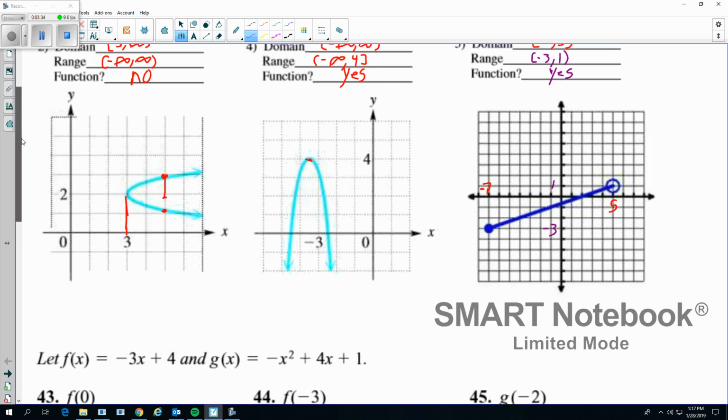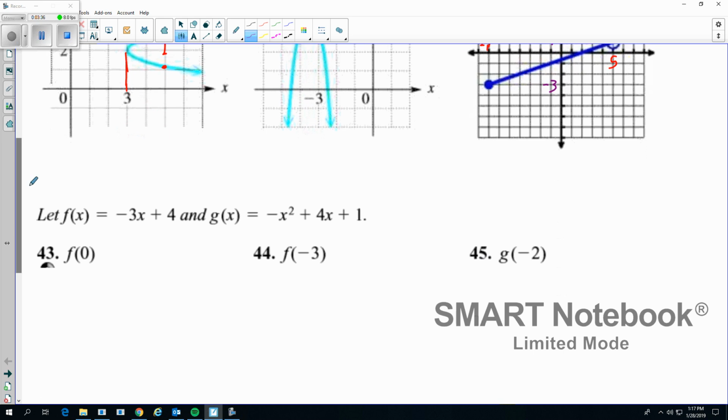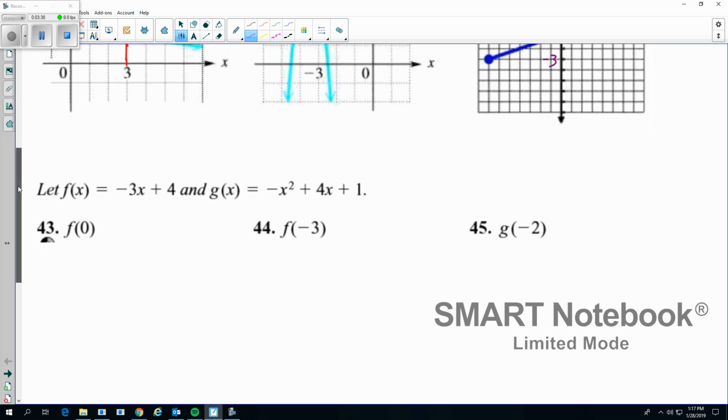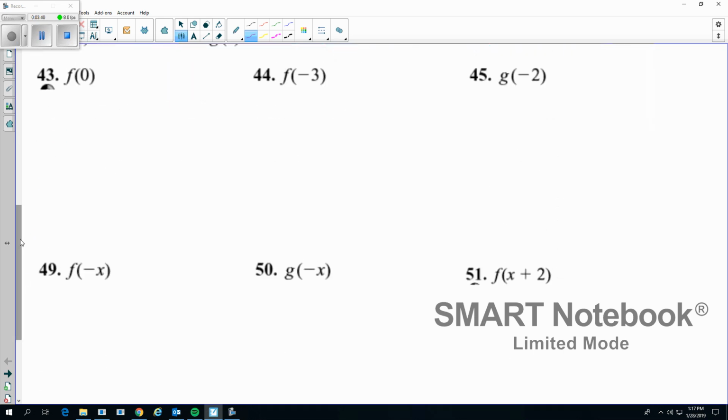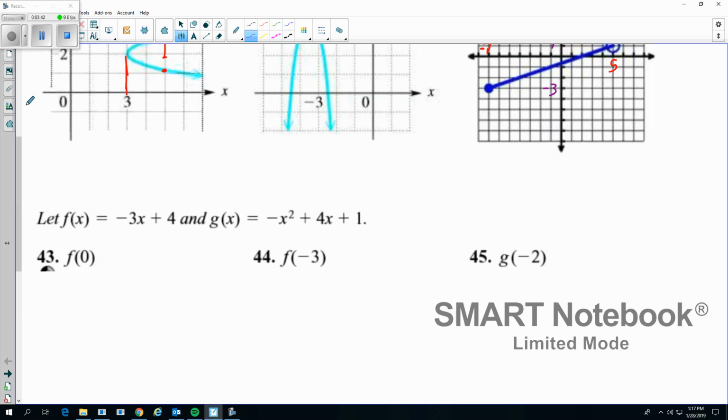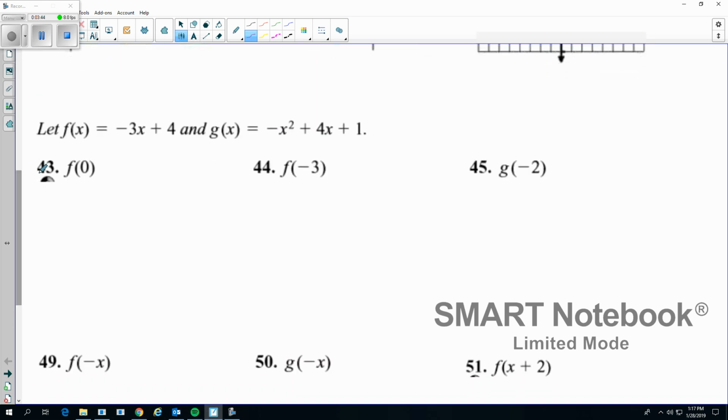All right, so moving on. This is pretty basic. This is just going to be function notation here. Sorry, it jumped on me a little bit. So function notation, we're just plugging these values in for the f and g function. On this first one, I'm just asked to plug in f of 0.